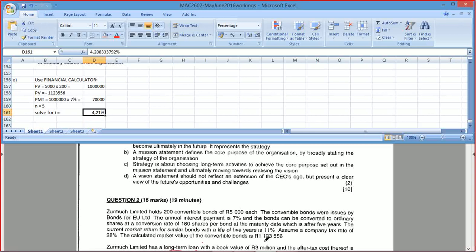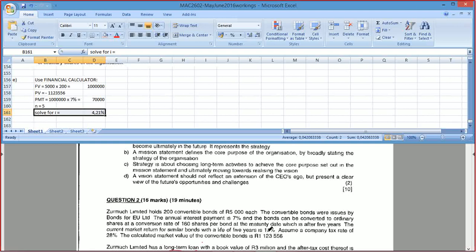Why is it correct? This bond is trading at a premium. It is trading at 1.1 million, and the par value of the bond is only $1 million. The annual interest is 7%, so 7% is greater than the current market return. So for this particular bond, it is trading at a rate of 4.21%. Okay, they did give you this though. They said the current market return for similar bonds is 11%. That's the yield to maturity.